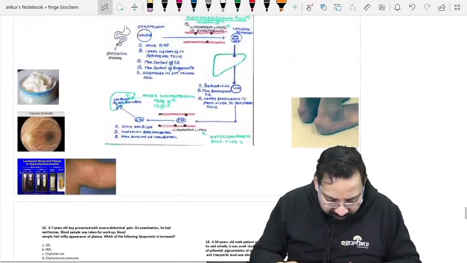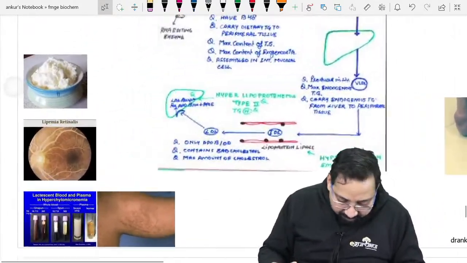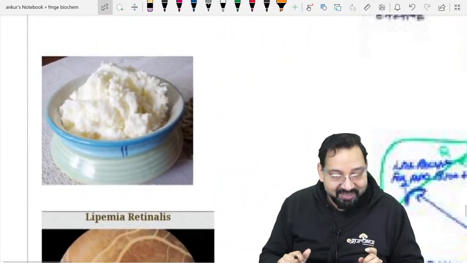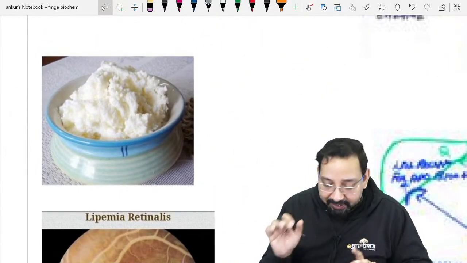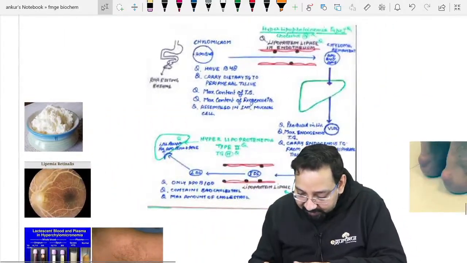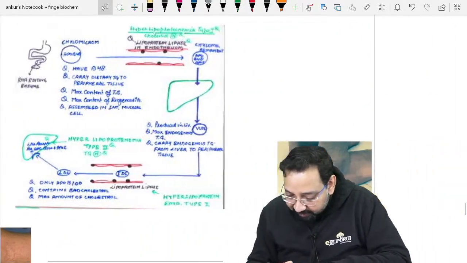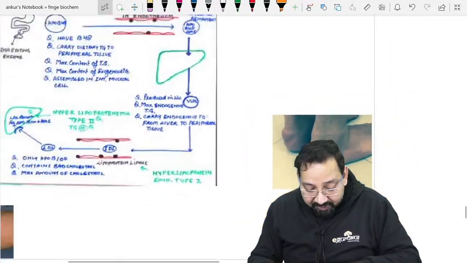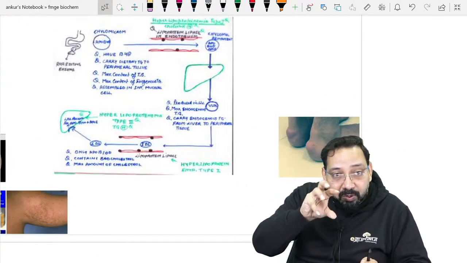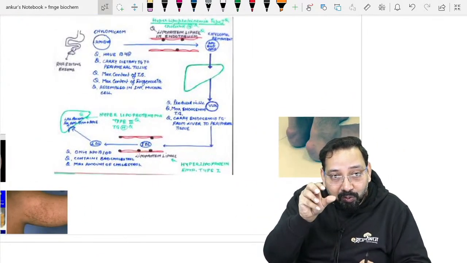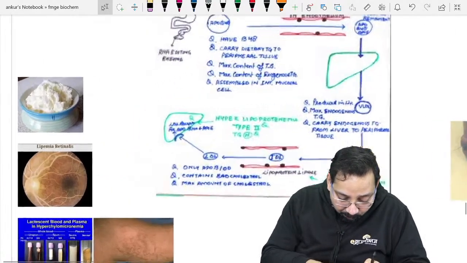Just to tell you, orange, good. And this is white butter. White butter is triglyceride. Cholesterol is orange. Yes, and cholesterol is round orange, and white butter.